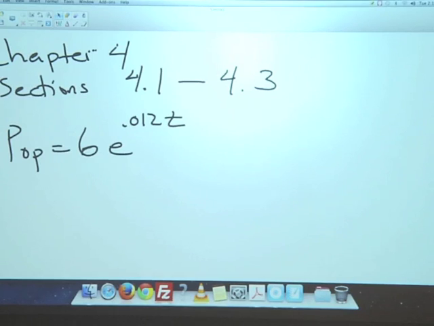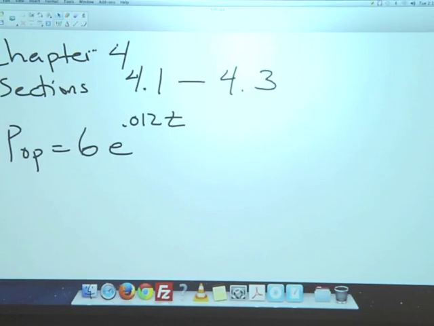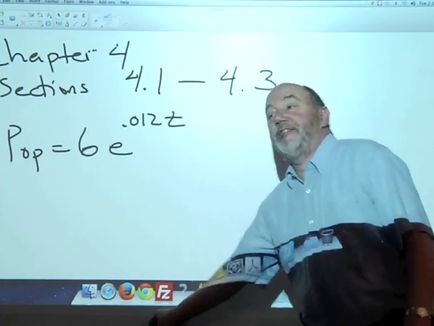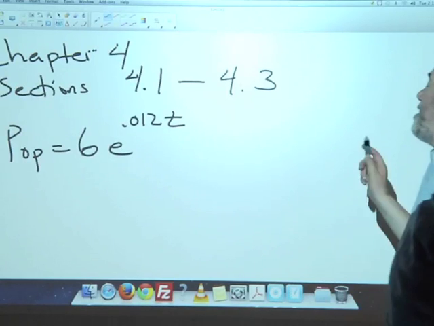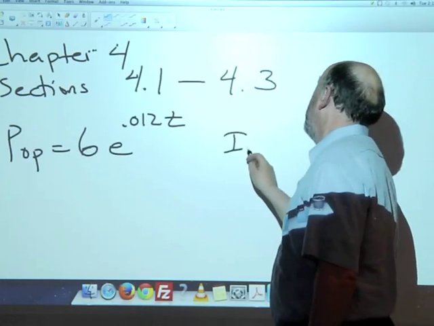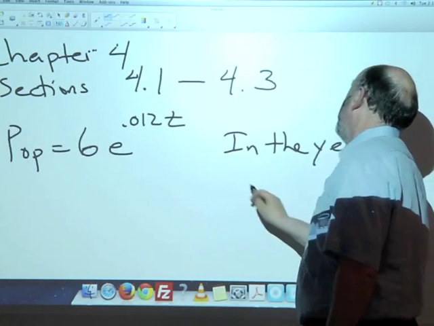This is the equation that would model world population growth based on the year 2000, which is when we hit 6 billion people. So t is the number of years after the year 2000. My question then is, how many people in billions will be on the planet in the year 2050?